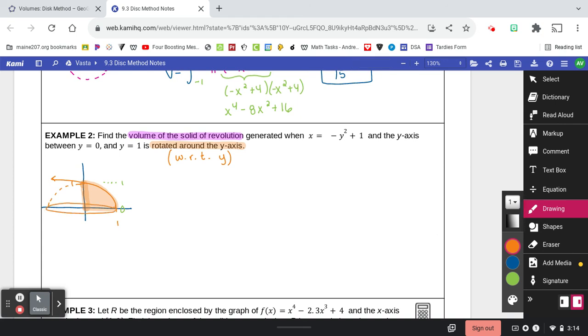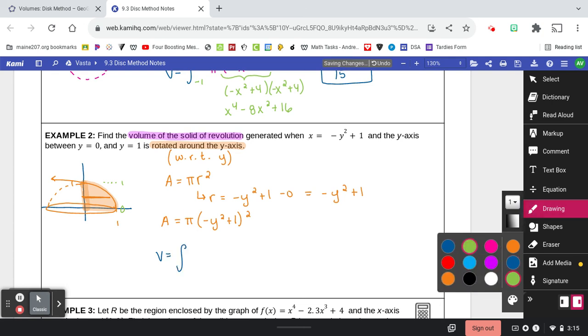and each of my slices would be circles. Now my area formula, whenever my slices are circles, is pi r squared. And in this case, the radius of each of those circles would be the distance between the graph of negative y squared plus 1 and the y-axis, which has an equation of 0. So it would just be negative y squared plus 1. Therefore, my area formula is pi times negative y squared plus 1 squared. My volume would be the integral from 0 to 1 of pi times negative y squared plus 1 squared dy.